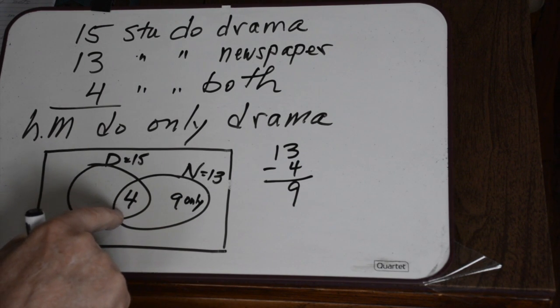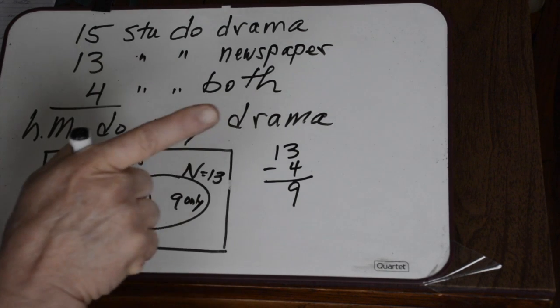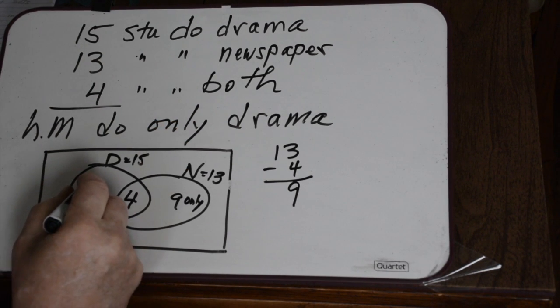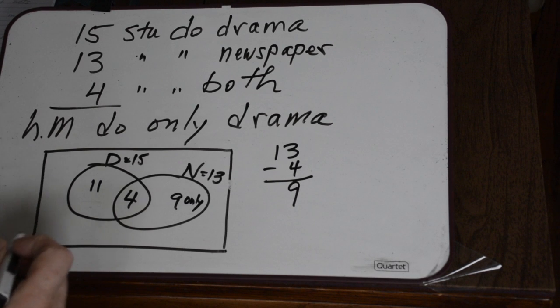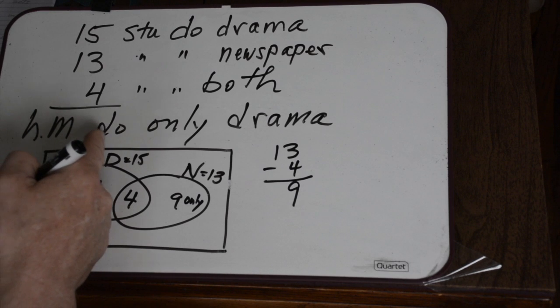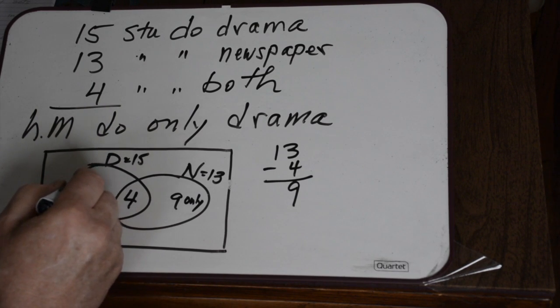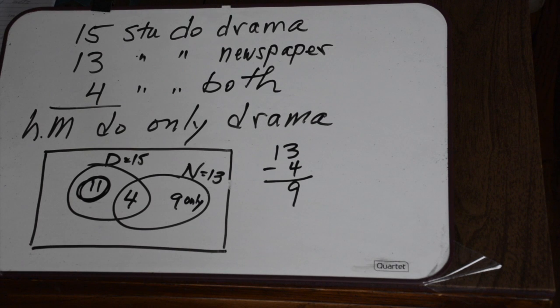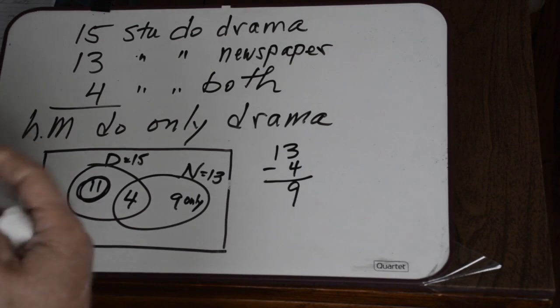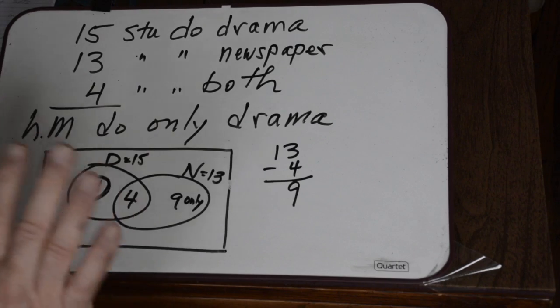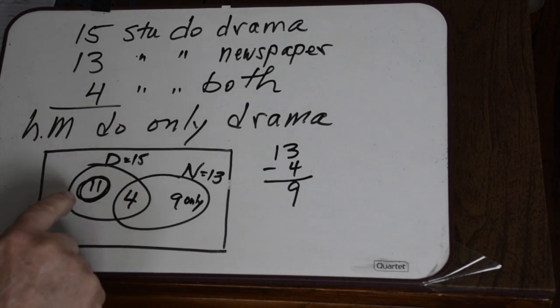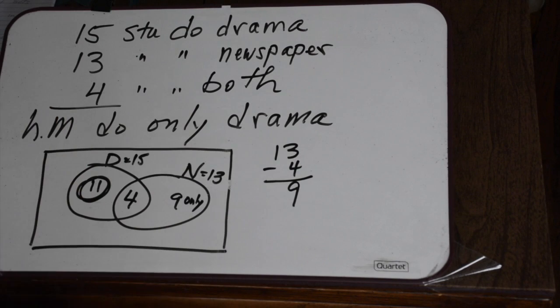What about here? We know of the drama people, 4 also work for the newspaper. So that leaves 11 in this section here who only do drama. Well, that was the question, right? How many only do drama? There's your answer. Okay, 11. That's a very methodical method. It's very repetitive. It's a very clear method for attacking these problems, and they can be with multiple clubs. It doesn't have to be 2 or 3. It could be more. But let's do another one.